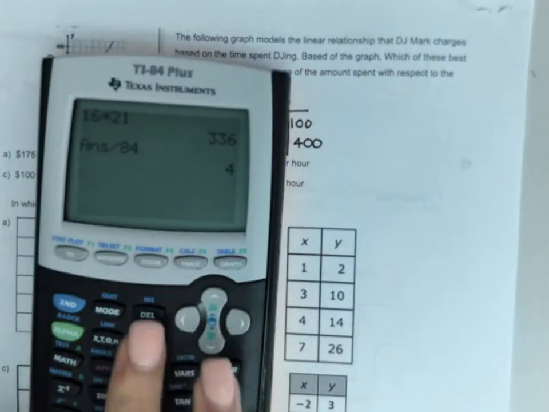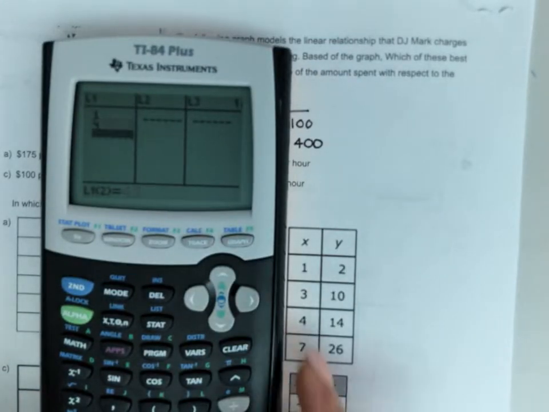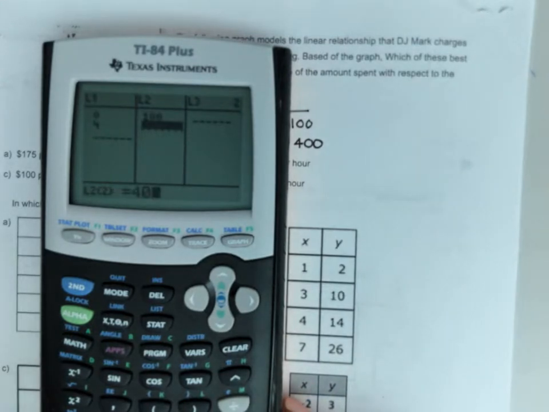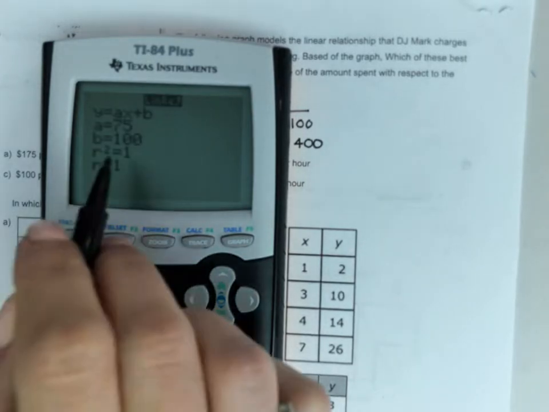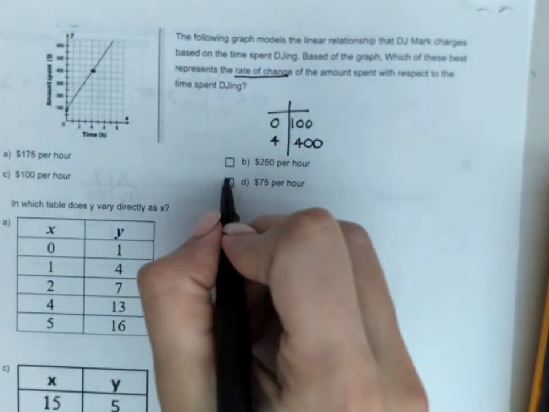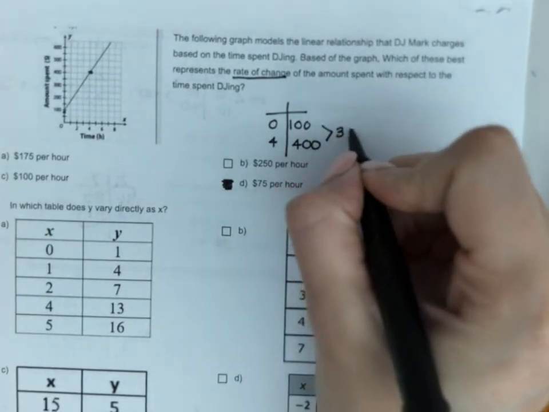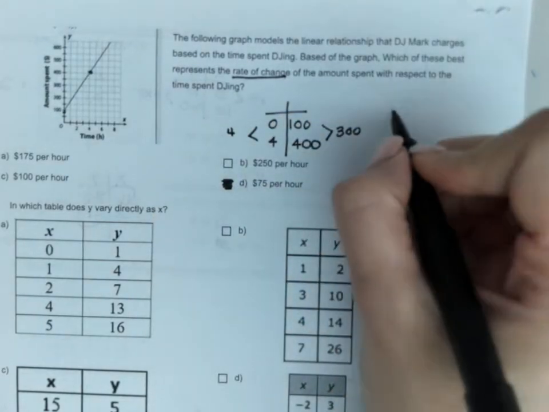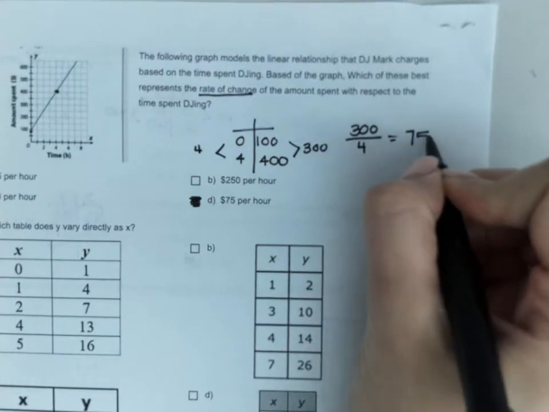So I'm going to just put these in stat. 0, 4, that's not 0. 100, 400. Stat, right, 4. So my rate of change is 75. Now, if I wanted to do it by hand, to get from 100 to 400 is 300. 0 to 4 is 4. It's delta y over delta x, 300 over 4, which equals 75.